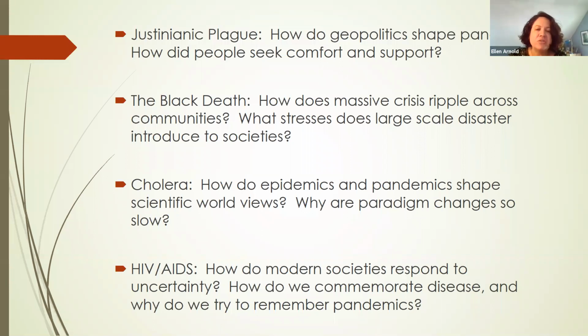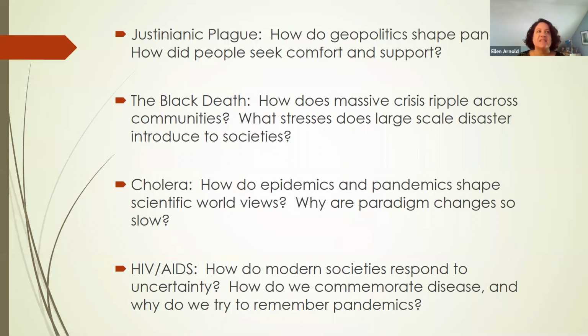Also, I'm going to introduce briefly this question that I talked about in the roundtable last week, this idea that one of the things that we can study about the past is to look at the ways that people seek comfort and seek support in times of crisis. Then I'll turn to the more famous Black Death of 1347 and use that as a way to talk about the question of how massive crisis points ripple across communities.